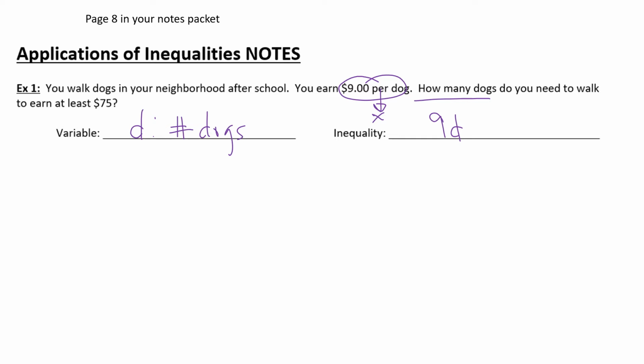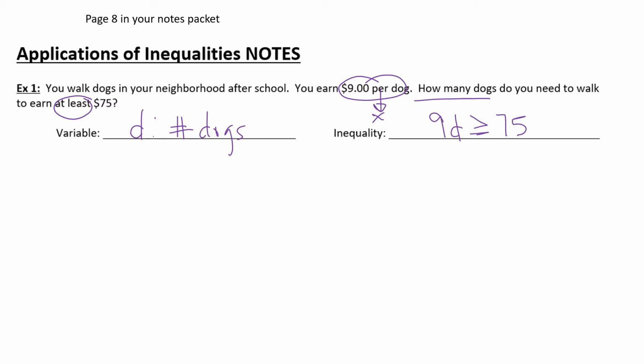And I have to earn at least $75. So I know my total is $75, but I have to think about at least. Okay, and we talked about this in class the other day, but at least means that's the lowest amount and it could be higher. So I'm going to say greater than or equal to 75. So now that I have that, all I have to do is solve that inequality so that I can figure out how many dogs I need to walk to earn at least the $75.